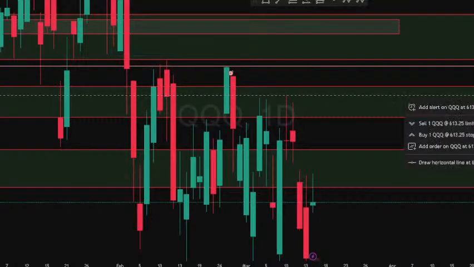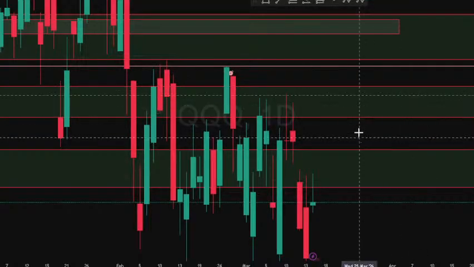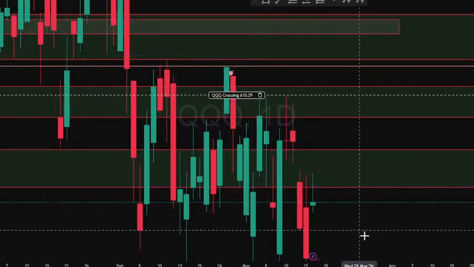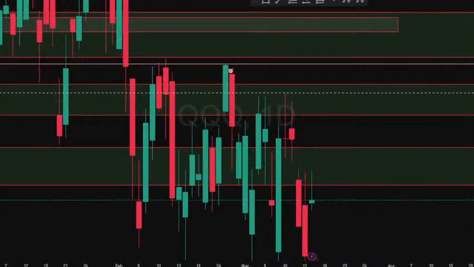If it ends up breaking above the 613.25 area, or really what is it? 613, I'll give y'all the exact number. 613.29. If it breaks above there, that's a higher high, and that's the uptrend. So gotta be on the lookout.